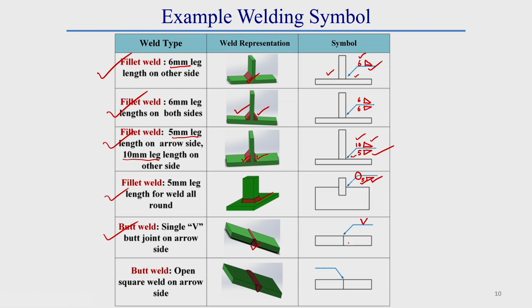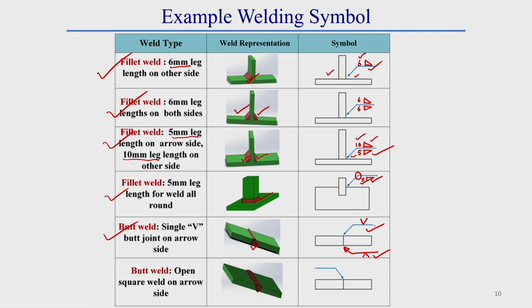In this case, if we put the weld symbol here, this V groove weld symbol will be put on the bottom side of the reference line. If we put this welding symbol on the bottom side of this plate, it should be like this. If we put the reference line on the top side of this weld, the weld symbol will be on the top side of the reference line.